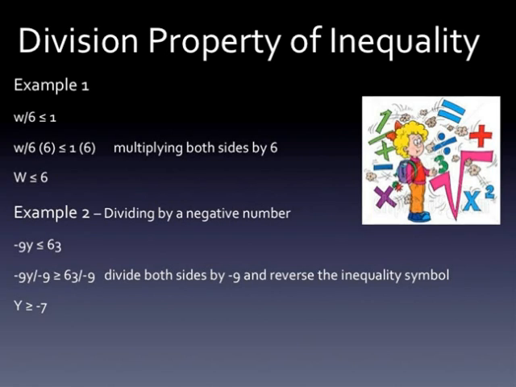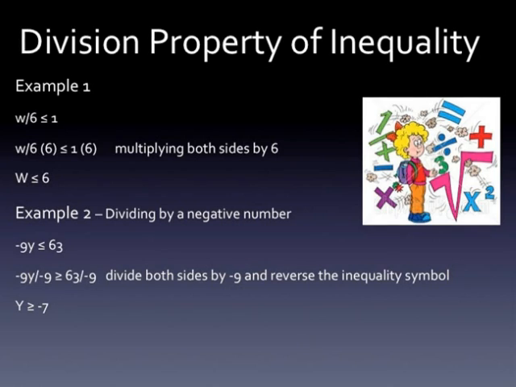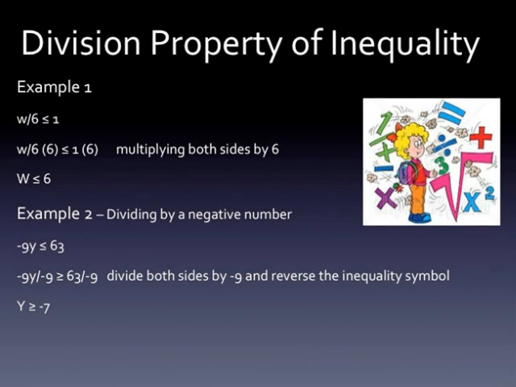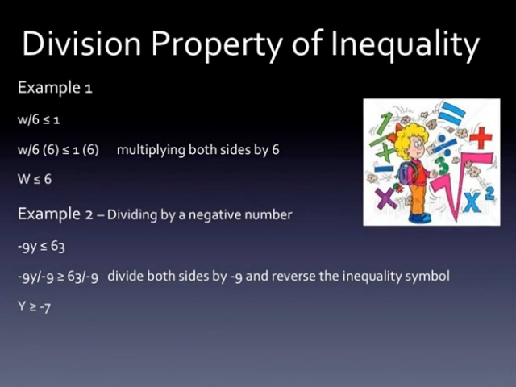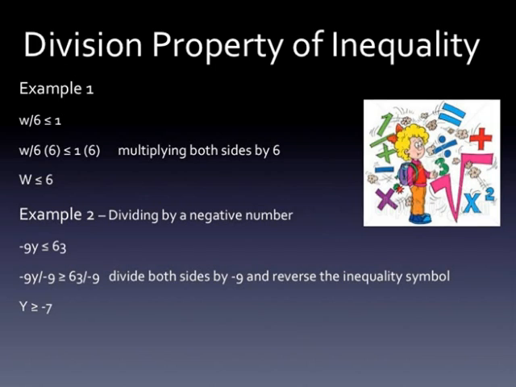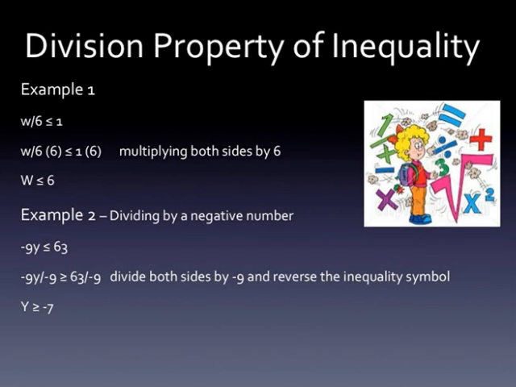Let's look at the division property of inequality. Here's an example. W divided by 6 is less than or equal to 1. To reverse the operation, we must multiply both sides by 6. Therefore, w is less than or equal to 6. Example 2.